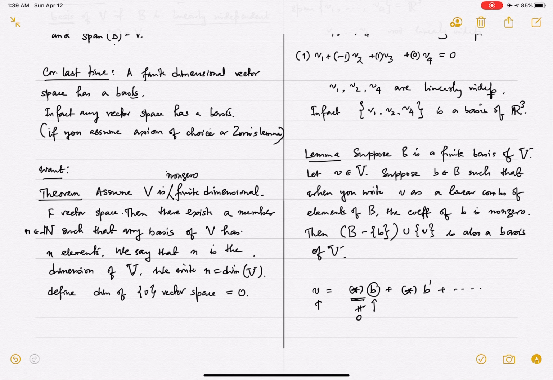This would let us compare two bases. So when you write V, this term actually appears. Then you can throw this away and instead add this in, and you'll still get a basis. This lemma would be the main technical work. Once you have this, it would allow you to compare two bases and prove this theorem. So we'll start with this lemma next time.